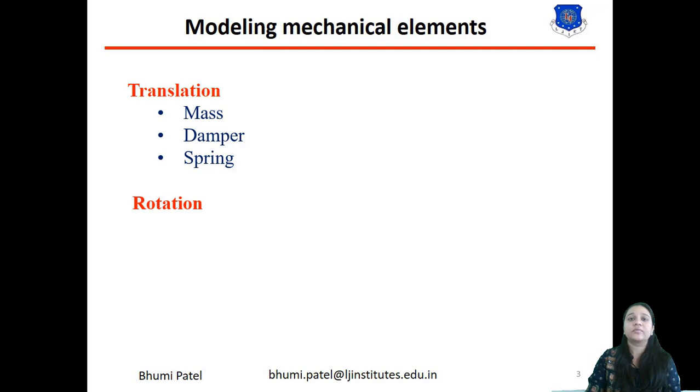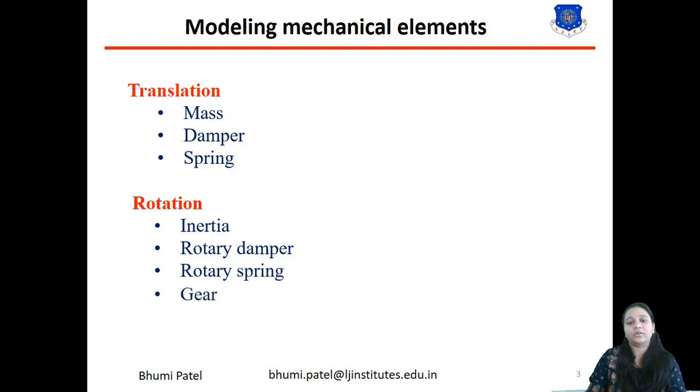What is the rotational mechanical element? In rotational motion, the motion of a body can be defined as motion about a fixed axis. The modeling procedure is very close to that used in translation motion. In this system, the variables of interest are the torque and the angular acceleration, angular velocity or angular displacement. So, the elements of the rotational motion are inertia, rotary damper, rotary spring, and the gear.